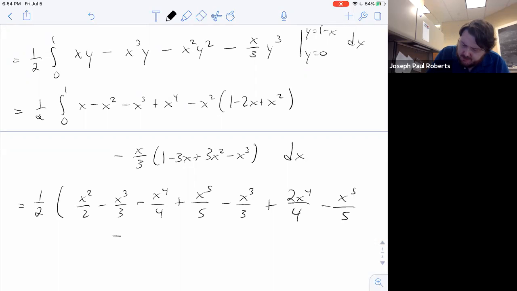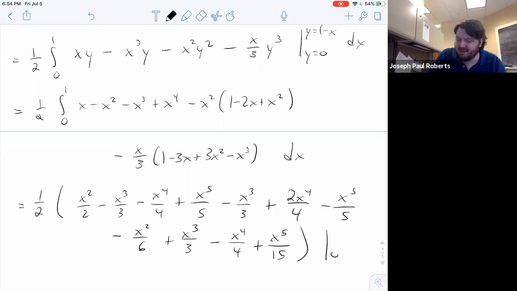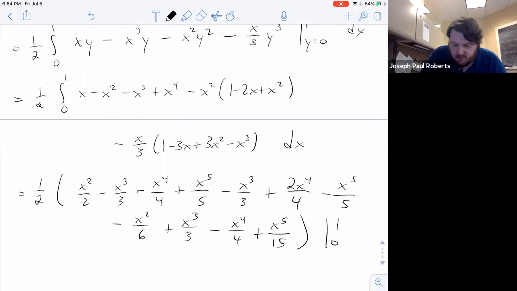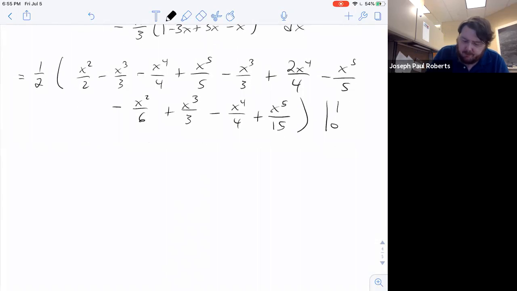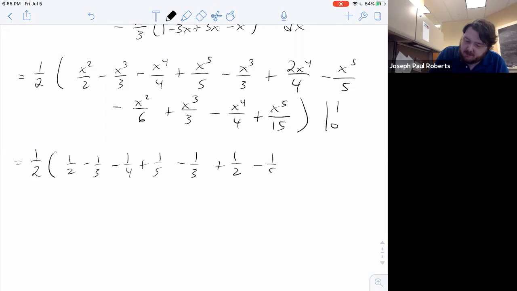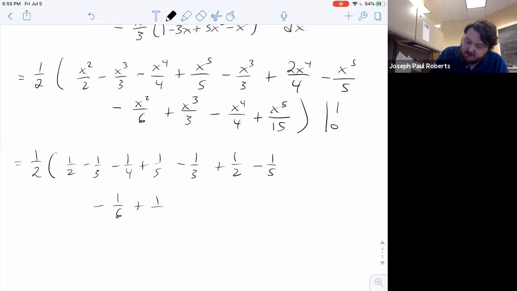And then this will be minus x squared over 6 plus x cubed over 3 minus x to the 4th over 4 plus x to the 5th over 15. So again, none of this is difficult. It's just Calc 1 style stuff. And so we get 1/2 times 1/2 minus 1/3 minus 1/4 plus 1/5 minus 1/3 plus 1/2 minus 1/5 minus 1/6 plus 1/3 minus 1/4 plus 1/15.